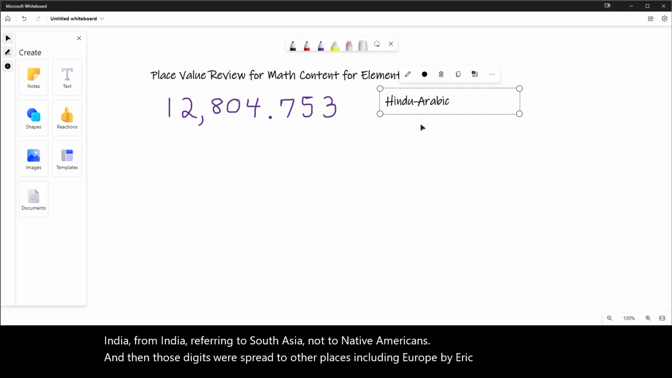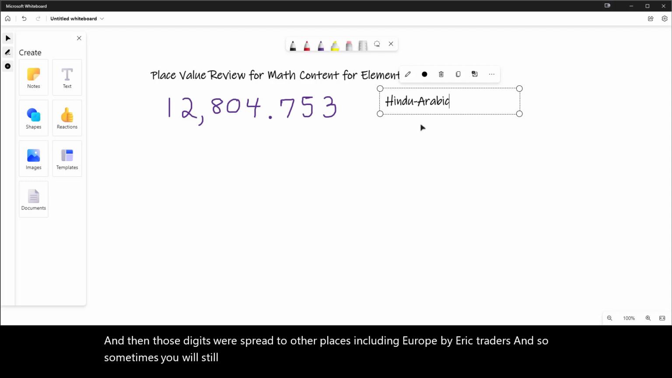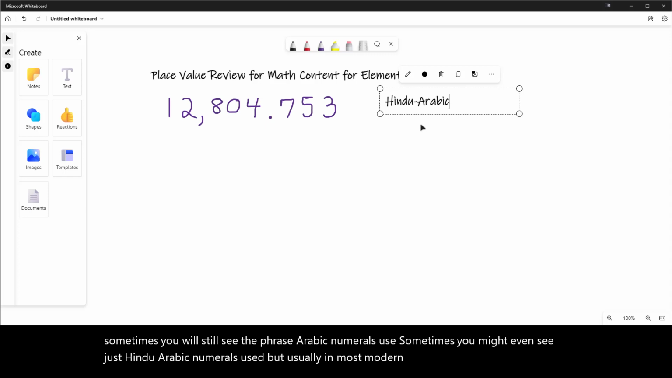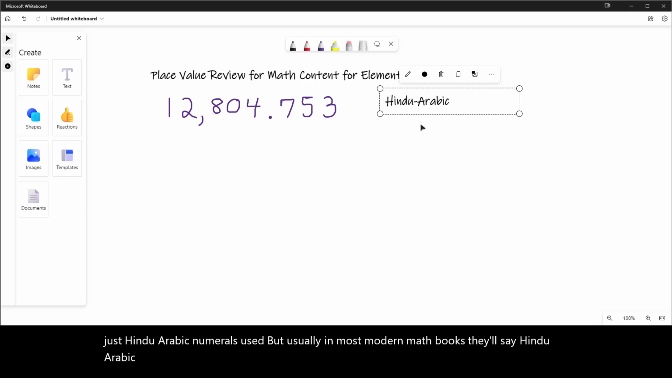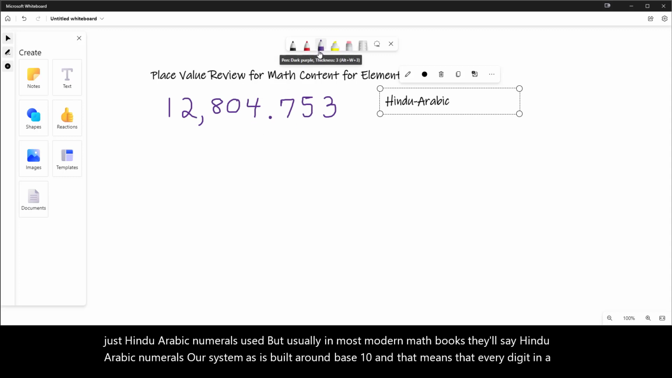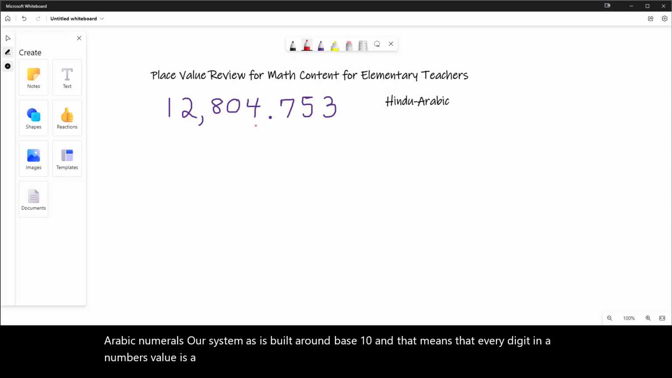And so sometimes you will still actually see the phrase Arabic numerals used. Sometimes you might even see just Hindu-Arabic numerals used. But usually in most modern math books, they'll say Hindu-Arabic numerals. Our system, as you know, is built around base 10. And that means that every digit in a number's value is a value of 10.